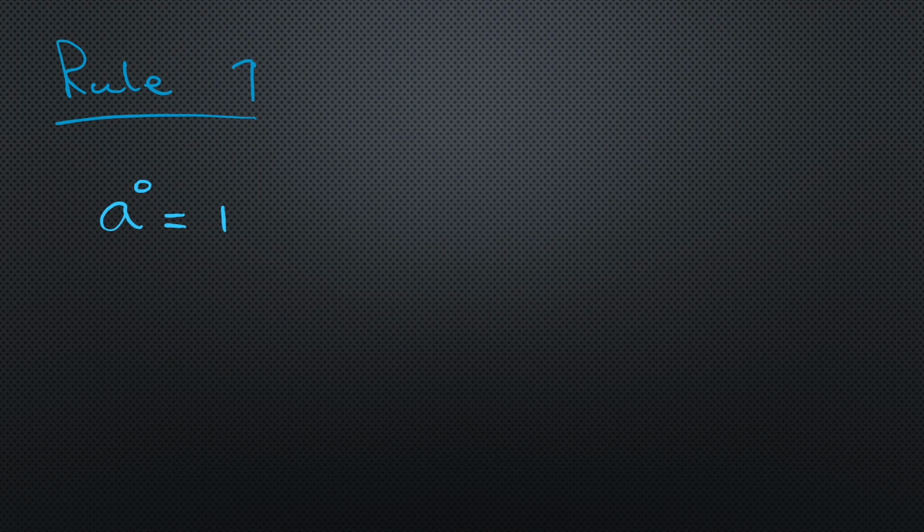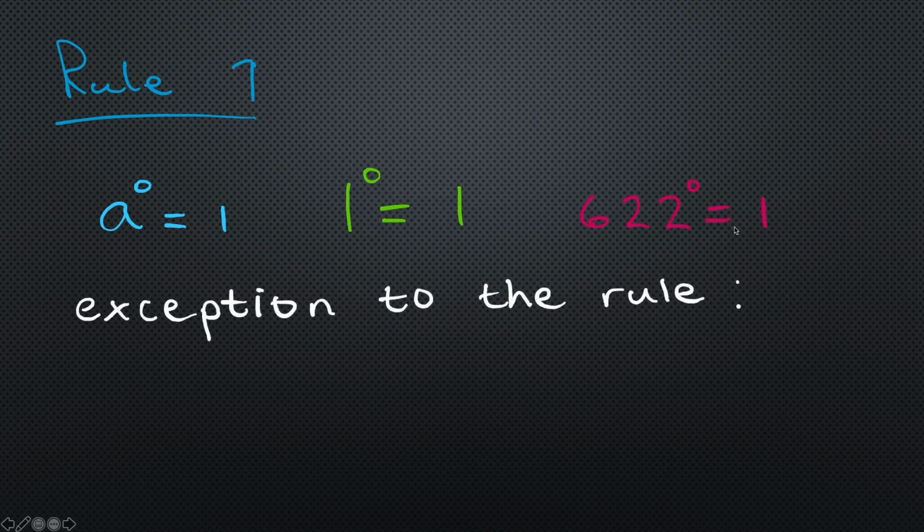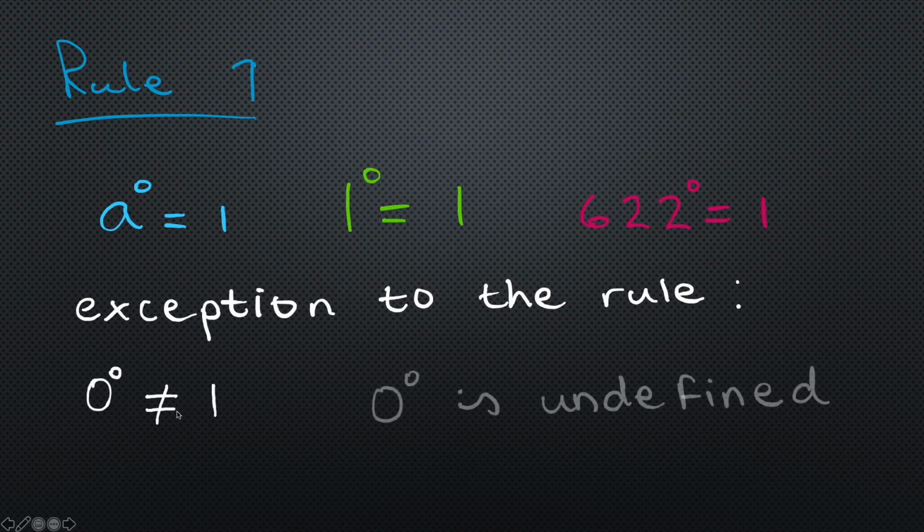So this is quite a simple rule. 1 to the power of 0 is 1. 622 to the power of 0 is 1. So every time you get that, just remember it's always 1. There is one exception to this rule, and it's 0. 0 to the power of 0 is not 1. 0 to the power of 0 is undefined, but we don't need to go over why that is. Just remember, even if it's a, or x, or y, or z, anything to the power of 0 is always 1.